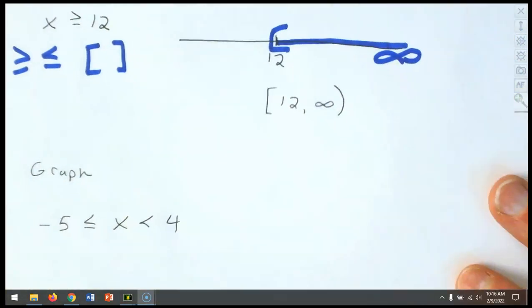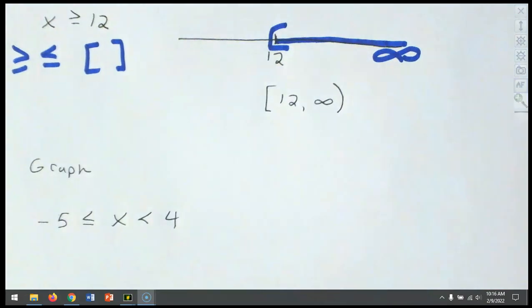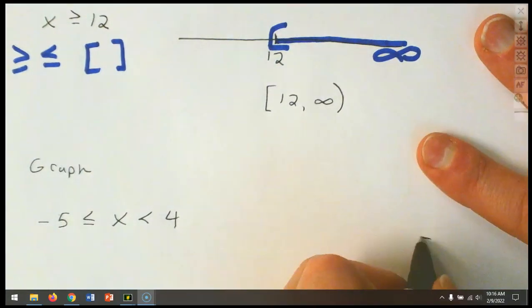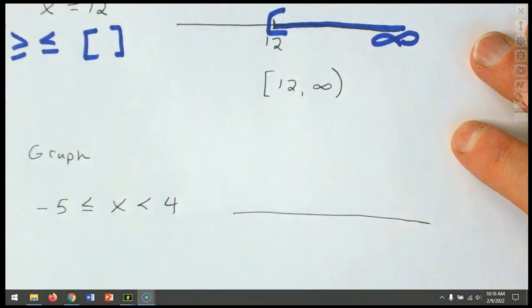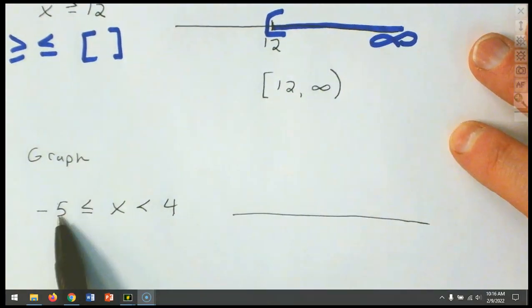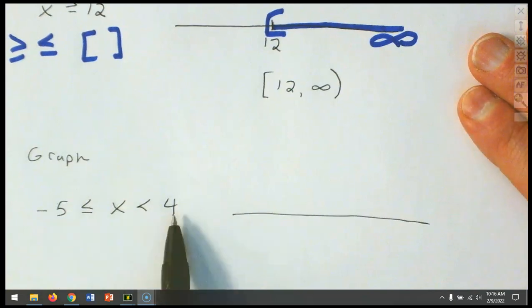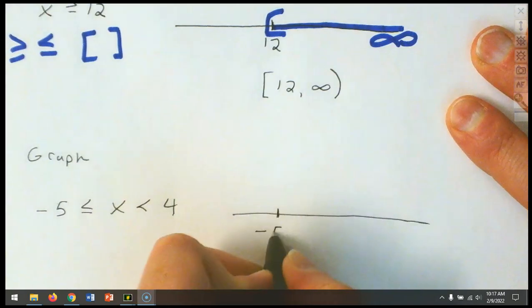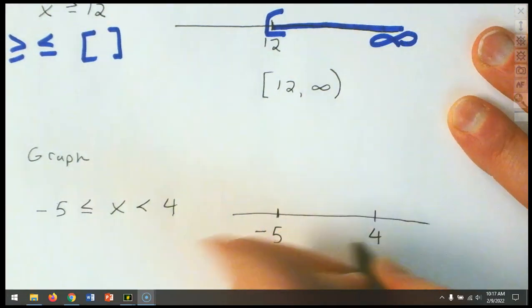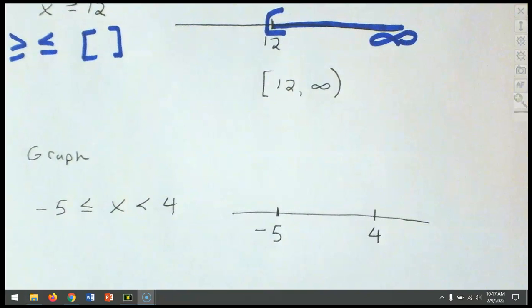How do we graph this one? Well, this one is a three-part inequality. So we look at it, and is it in the correct order? Yep, -5 is a smaller number. It's on the left, +4 is on the right. So we just find our -5, +4, and -5 gets brackets.